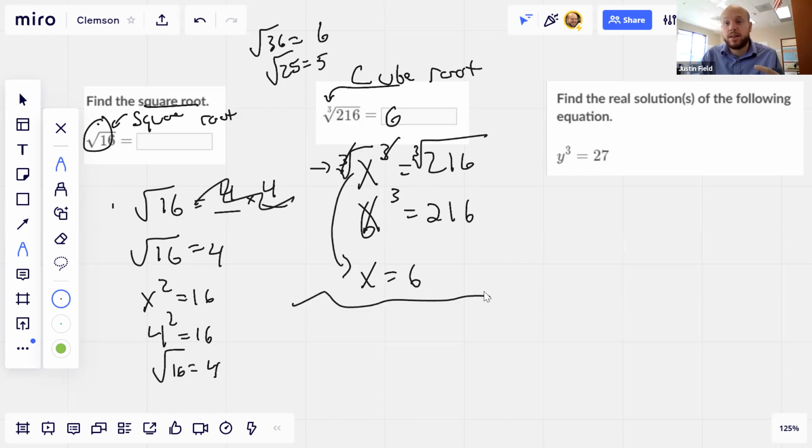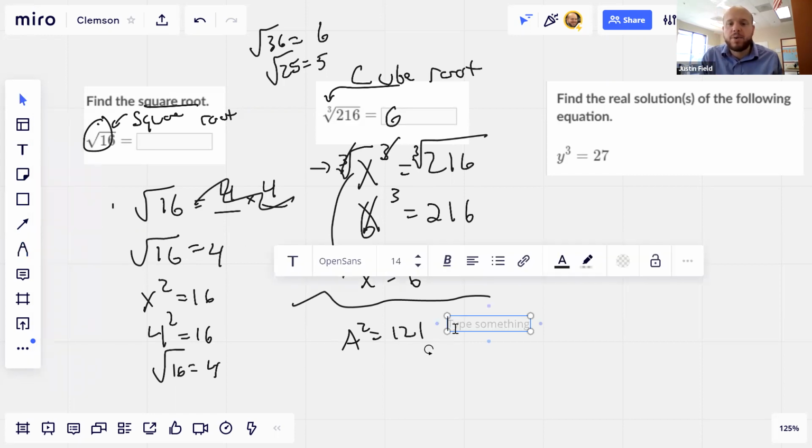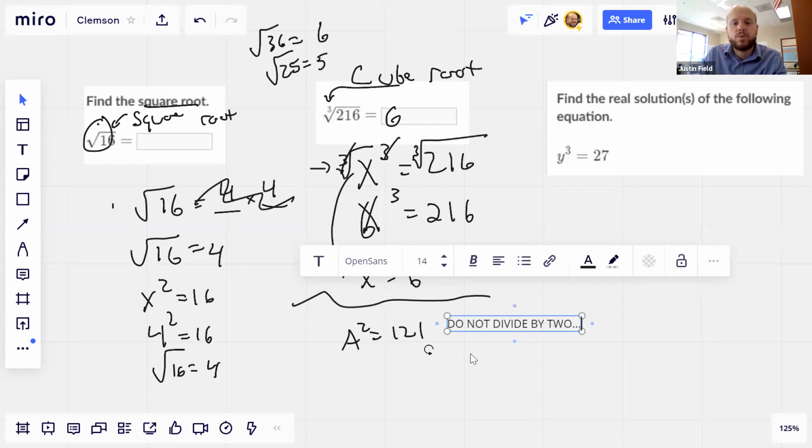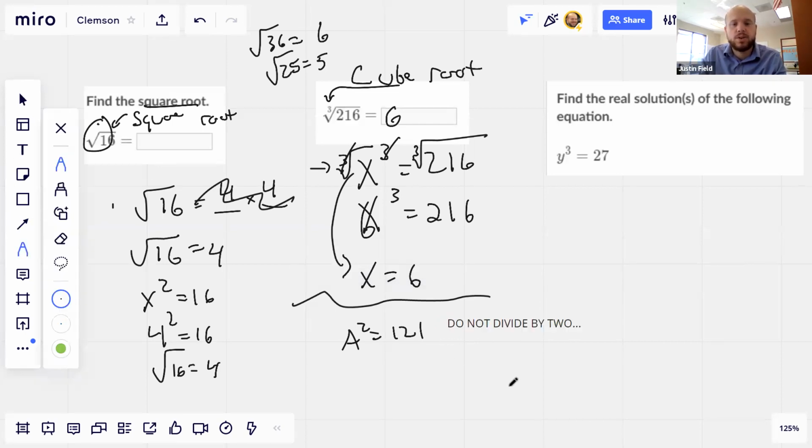And then later this year, when we do the Pythagorean theorem, we're going to get a squared equals 121. And I'm going to say, what do you do to both sides? And you need to tell me, well, I might not know what I do, but I know I do not divide by 2. I would divide by 2 if it was 2a equals 121. Then I would divide by 2 and I would get a equals whatever that is.